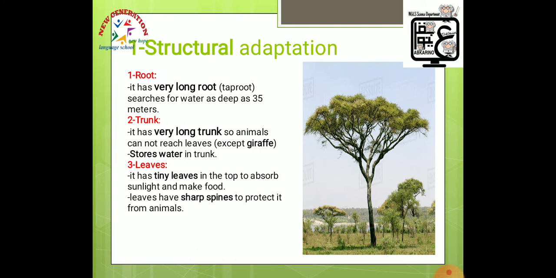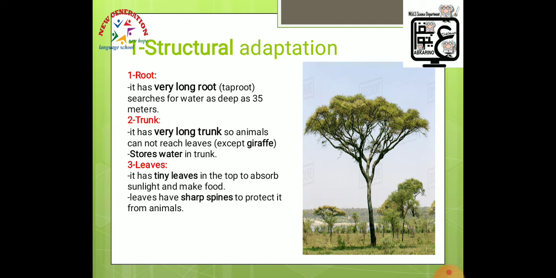First, we are going to talk about the structural adaptation. So we have two types of adaptation, structural adaptation and behavioral adaptation. So first, structural adaptation. Acacia tree consists of three main parts: roots, trunk, and finally leaves. So first, roots. It has a very, very long root. Why? To search for water as deep as 35 meters.